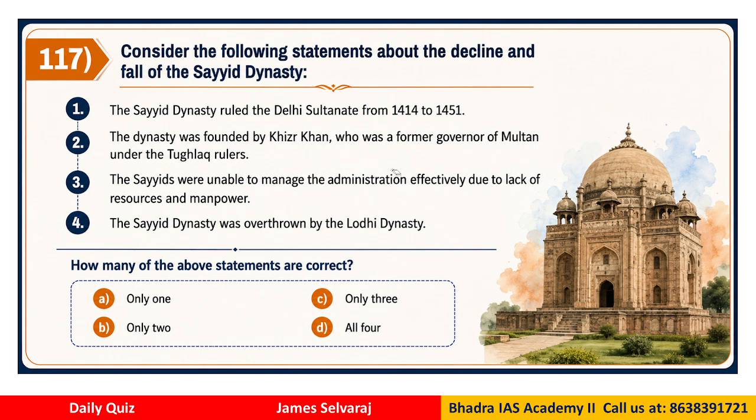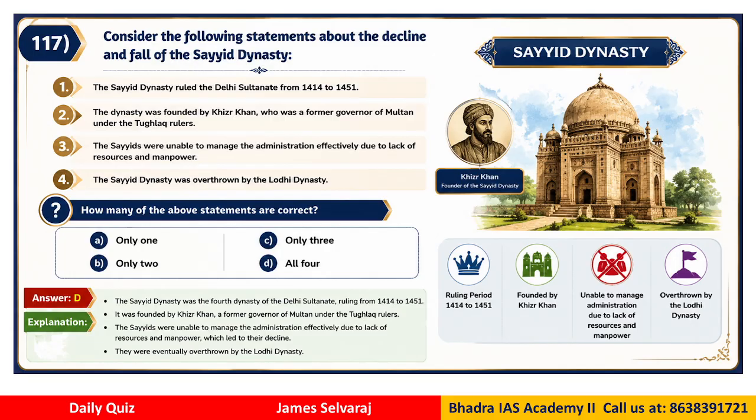History is part of most of our exams. So how many statements are correct? Only 1, 2, 3, or 4. The correct answer here is D. That means all the 4 statements are correct. The ruling period is 1414 to 1451, founded by Khizr Khan. They were unable to manage, and they were overthrown by the Lodhi dynasty. Is this clear now? The explanations are given here also. You can have a look at that.